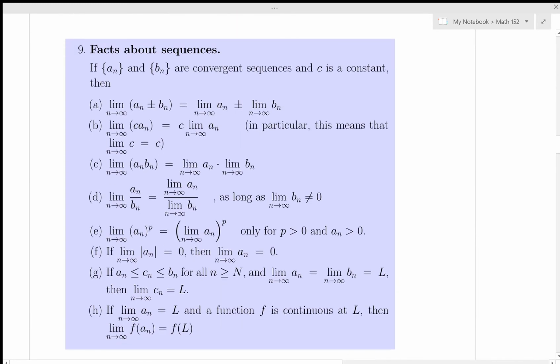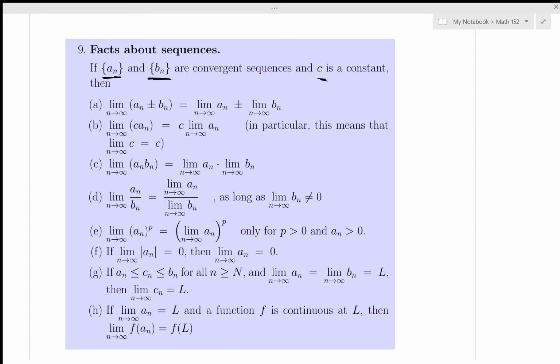Here are some facts about sequences. If we have two convergent sequences, let's make clear note of what the hypotheses are. Our hypotheses here are that the sequence an and the sequence bn are convergent and c is a constant. Then all these following rules apply. If we take the limit of the sum of the sequences, that is the same as the sum of the individual limits.